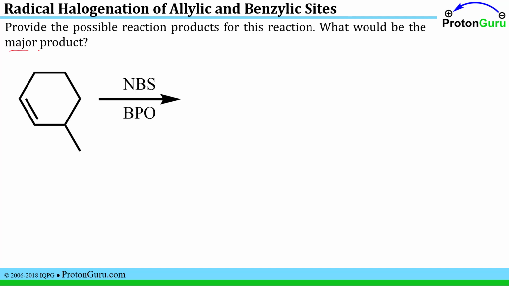The first problem asks us to provide the possible reaction products for the given reaction and to identify what the major product would be. Usually in a lot of organic chemistry tests they will ask you for the major product, so that's an important thing to be able to pick out.